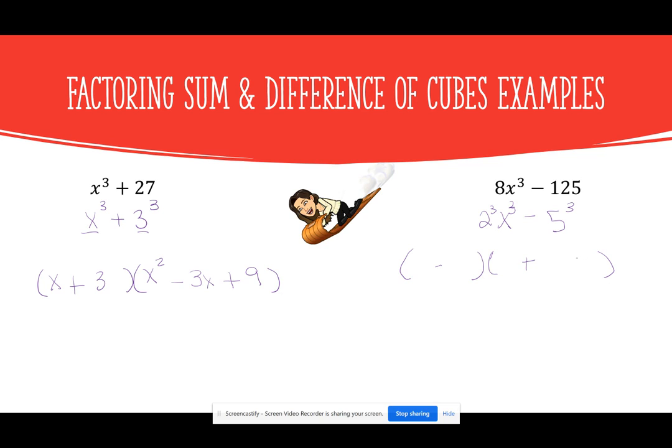Same, opposite, always positive. So you just have what the cubes are, so 2x minus 5. Then the first set is squared, so 2 squared is 4, and then x squared. In the last section, that 5 is squared, so 25. And then in the middle, they're all multiplied together. So 2x times 5 gives us 10x. So this would be your factoring.